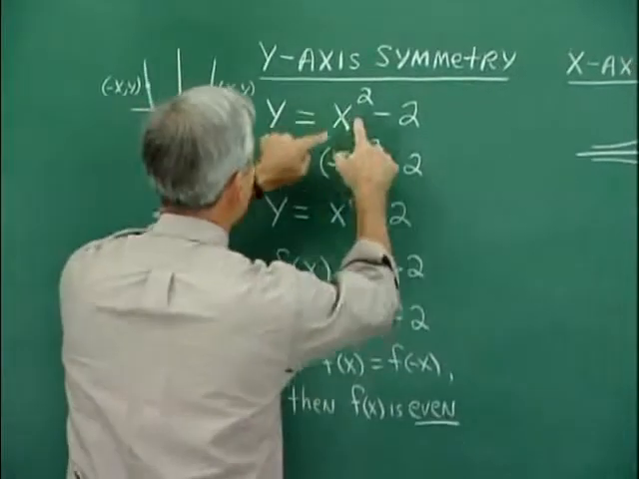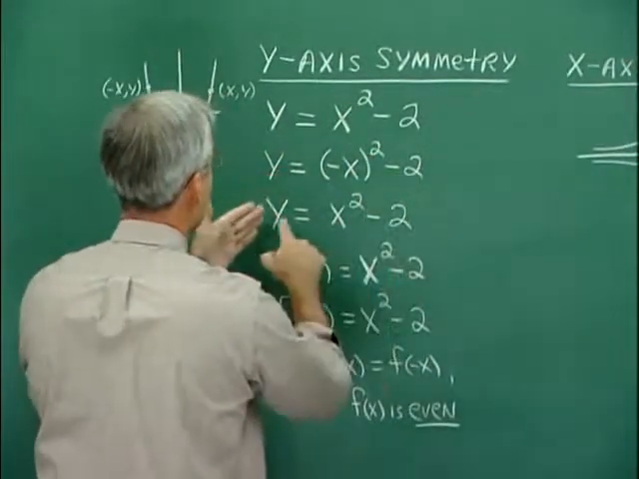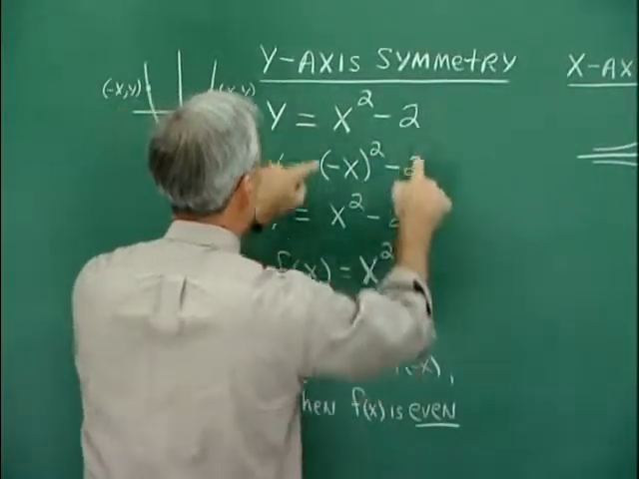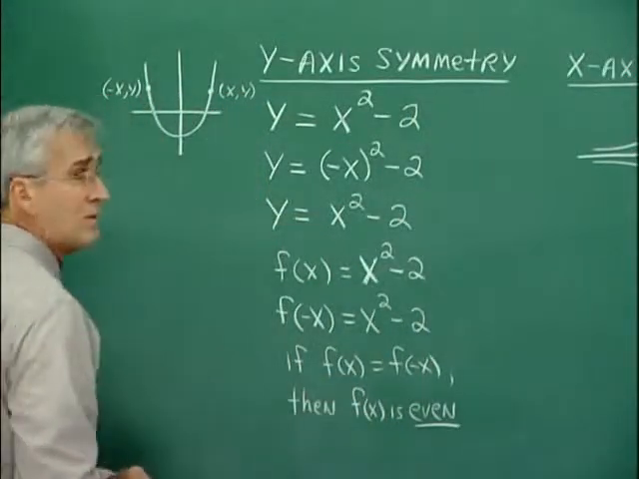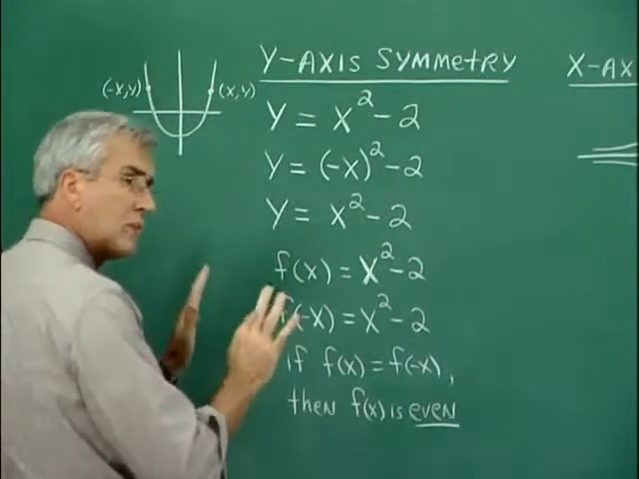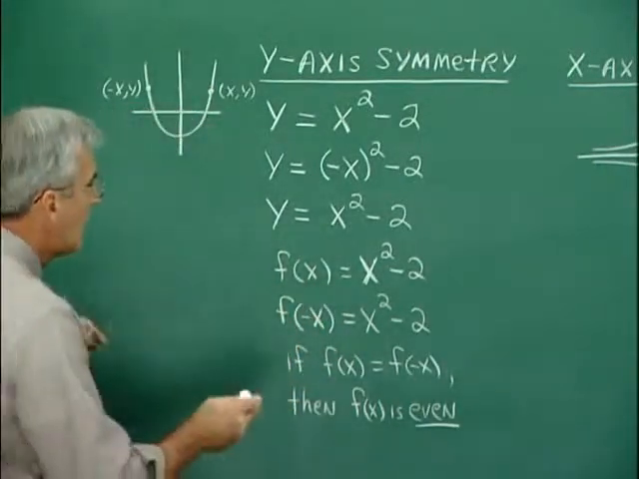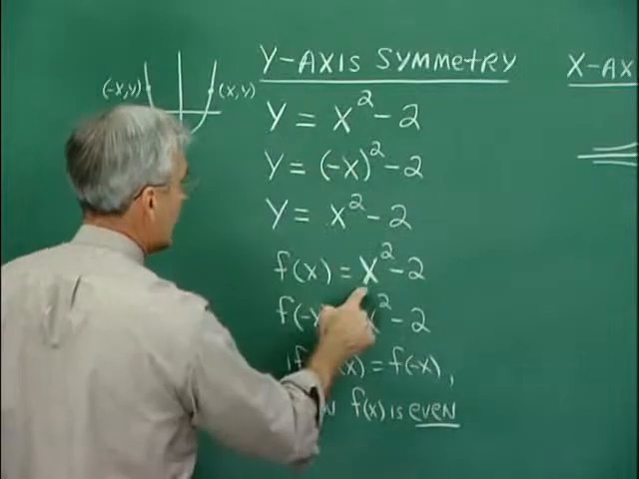So we replace x with negative x, we evaluate, and this becomes y equals x squared minus 2. Oh, happy day, it's the same thing we had before. So we determine that we have this y-axis symmetry. Now look at it in terms of function notation though. f of x is x squared minus 2.